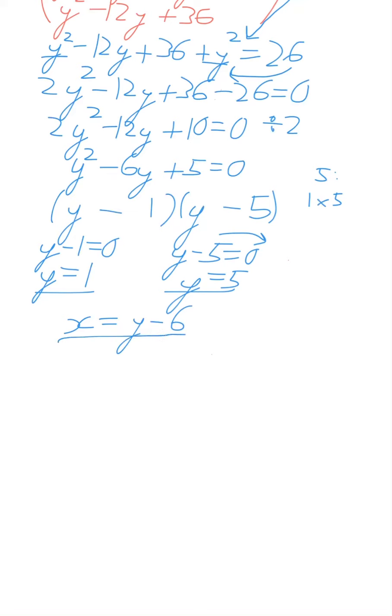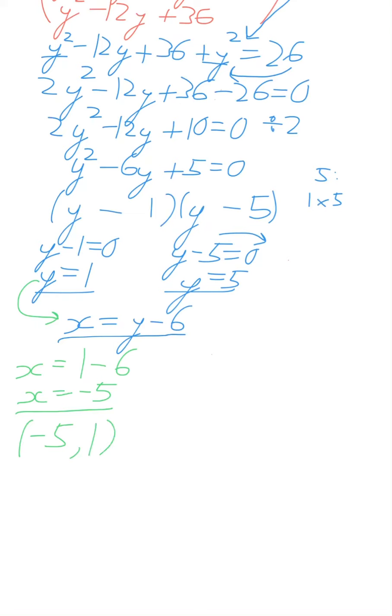So then we need to substitute in y equals 1 and y equals 5 into this equation. So let's put in y equals 1 first. So we'll have x is equal to, now y is replaced with 1, so we have 1 minus 6. So x is equal to minus 5. So we can actually write that as a coordinate of x is minus 5 and y is 1.